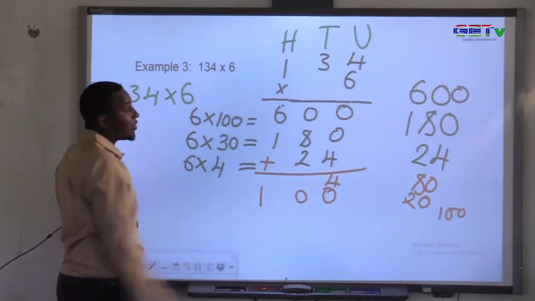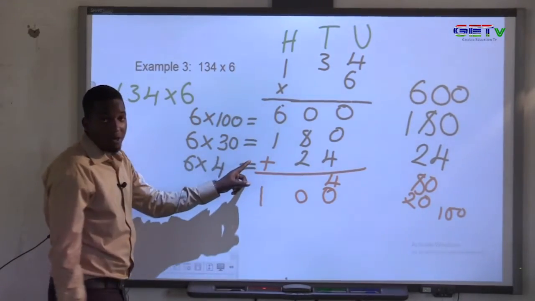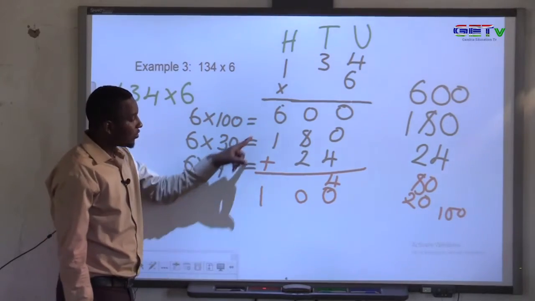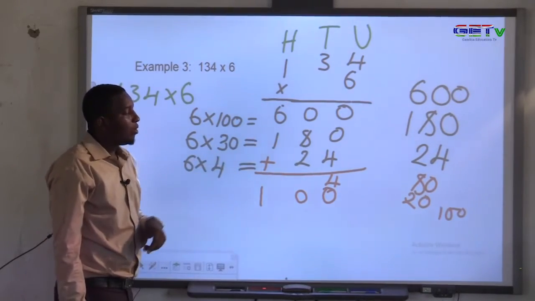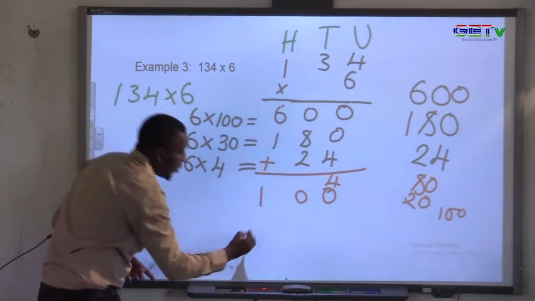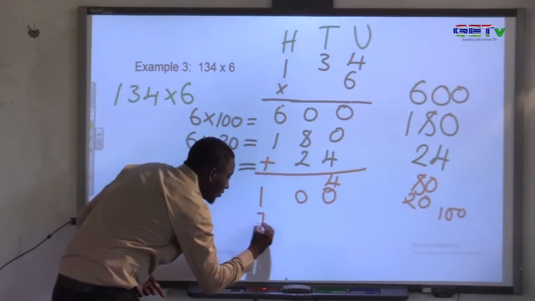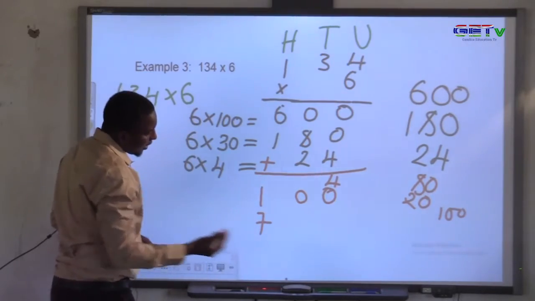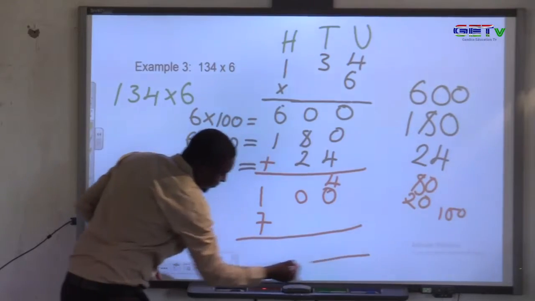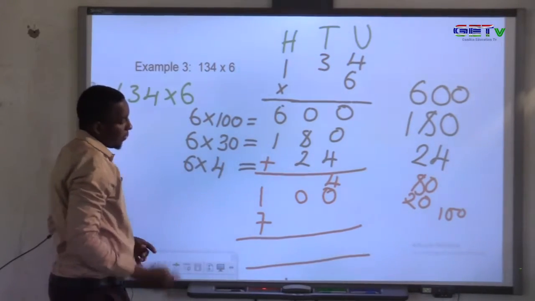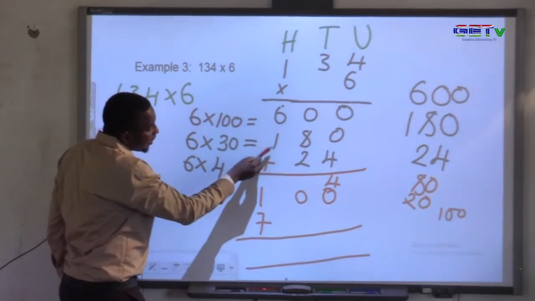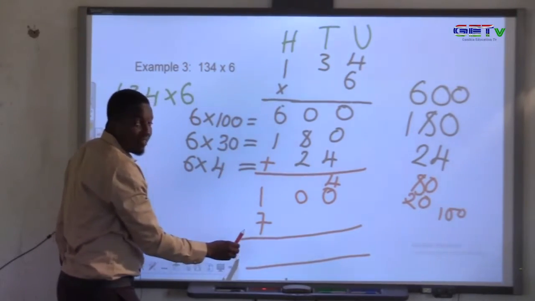Finally, we are going to add the 100th column. Under the 100th column, we have 6 and 1. So 6 plus 1 will give us 7. There we have 7. Again, we'll have to add again to get our final answer. Well, if you observe, when we said 6 plus 1, we wrote 7.